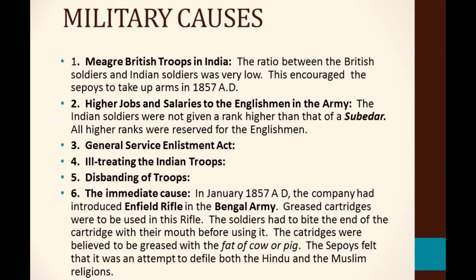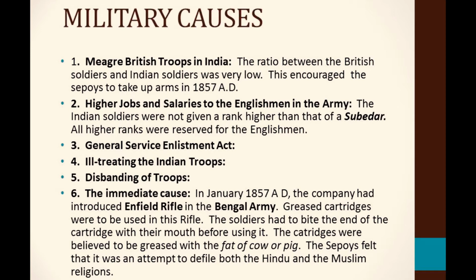Now today we are going to learn about the military causes. What are the military causes that led to the revolt of 1857? Meager British troops in India. The ratio between the British soldiers and the Indian soldiers was very low. This encouraged the sepoys to take up arms in 1857.